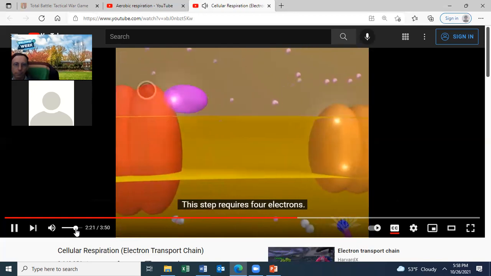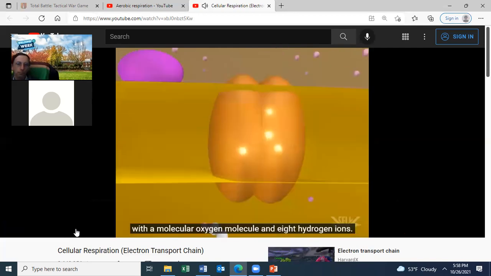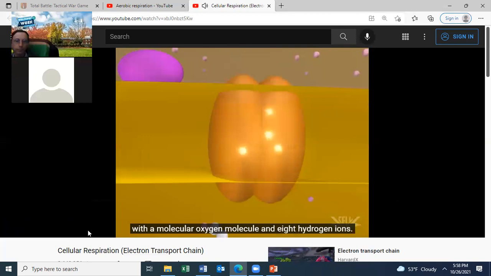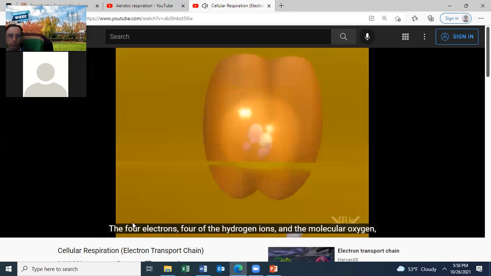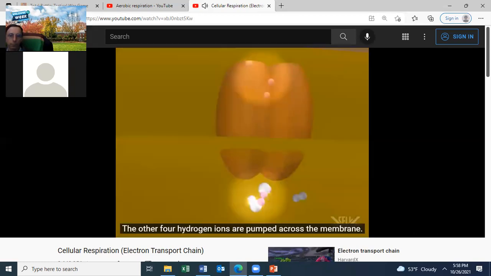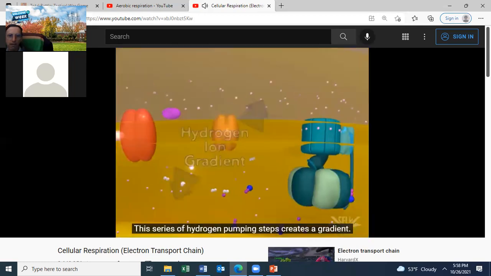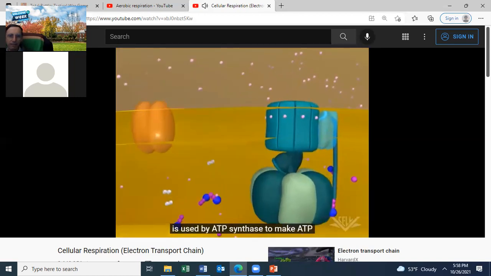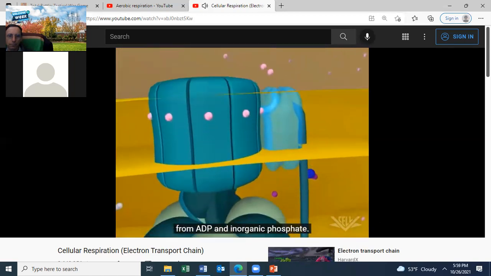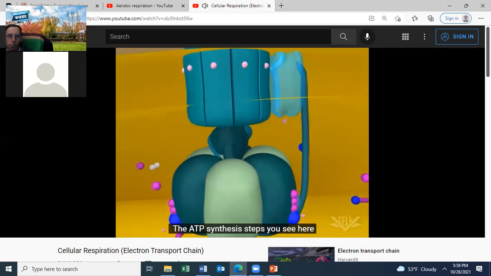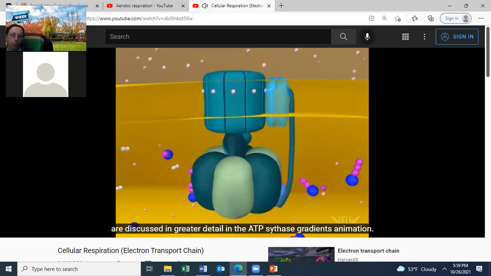This step requires 4 electrons. These 4 electrons interact with a molecular oxygen molecule and 8 hydrogen ions. The 4 electrons, 4 of the hydrogen ions, and the molecular oxygen are used to form 2 water molecules. The other 4 hydrogen ions are pumped across the membrane. This series of hydrogen pumping steps creates a gradient. The potential energy in this gradient is used by ATP synthase to make ATP from ADP and inorganic phosphate. The ATP synthesis steps you see here are discussed in greater detail in the ATP synthase gradients animation.